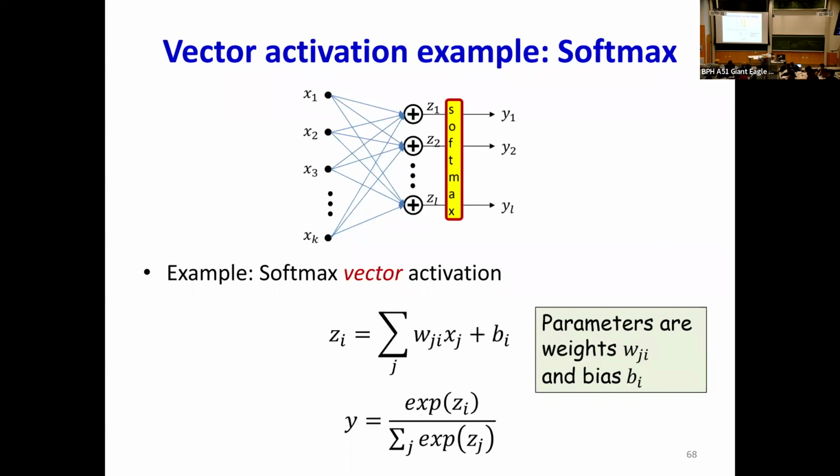Now this is what we call a vector activation. It can be used anywhere in the network. We typically use it in an output, but we will see other networks where they're used all over the place. And now this has a nice property.